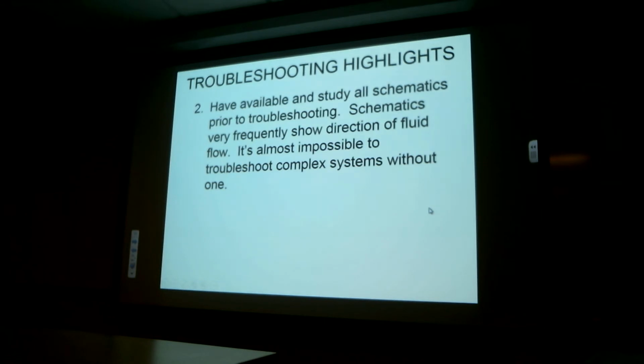Number 2, have available all schematics prior to troubleshooting. Schematics very frequently show direction of fluid flow. It's almost impossible to troubleshoot complex systems without one. Otherwise, you're just standing inside of a wheel well area or a servicing bay, and you're looking perplexed, and nothing is going to solve that. You're going to have to have available whatever literature would be required in order to troubleshoot. You have obvious things, like leaking fluid and that sort of thing, but if it's not something visibly detectable, you're going to need some literature.